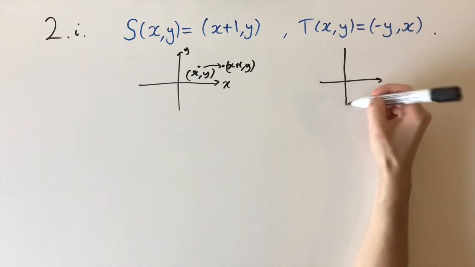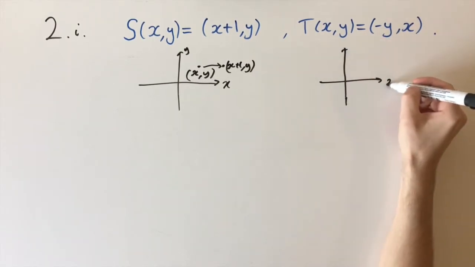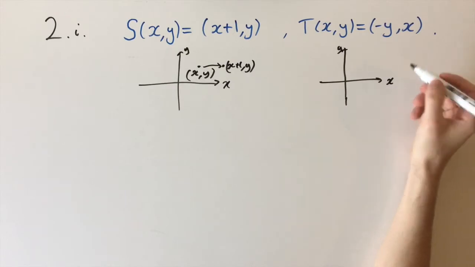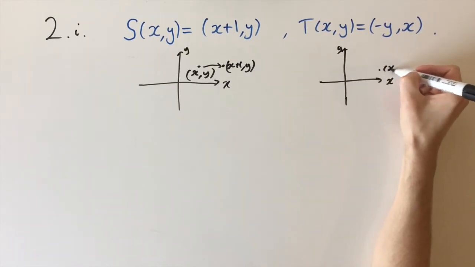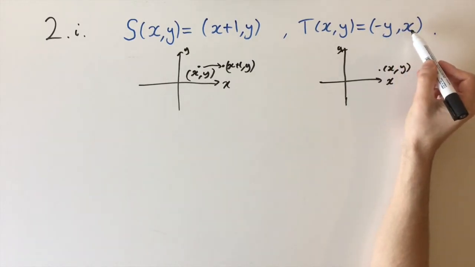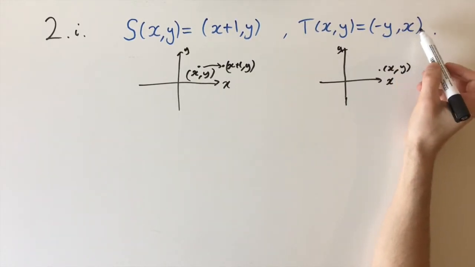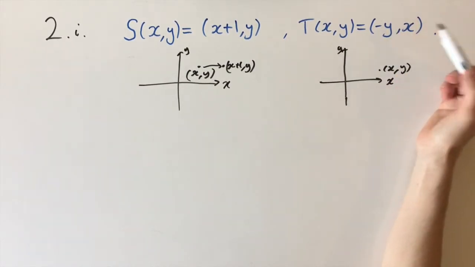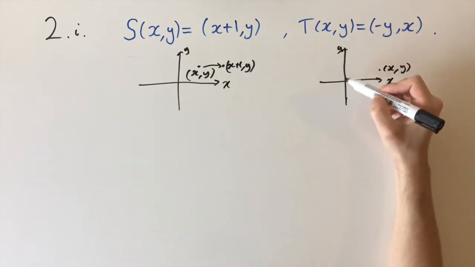Let's have a look at what it looks like. We've got the plane x, y. So let's take a random coordinate, say over here. This is (x, y). And now the image of t is (minus y, x). So there's 2 things going on here. We've swapped the coordinates x and y, and we've also got a minus sign in the first slot. So we can think about this as 2 transformations essentially.